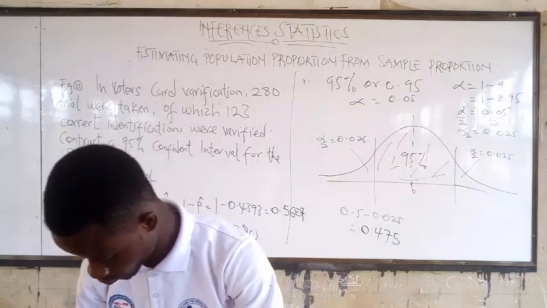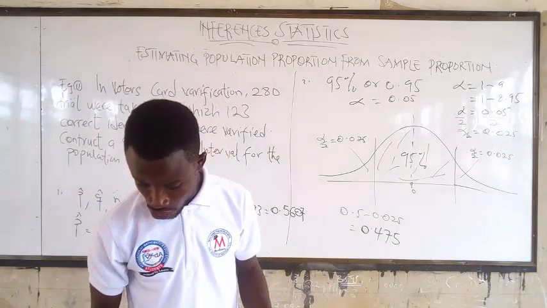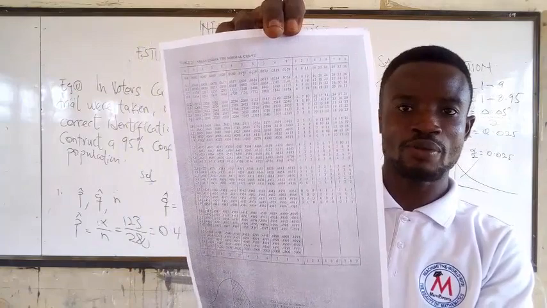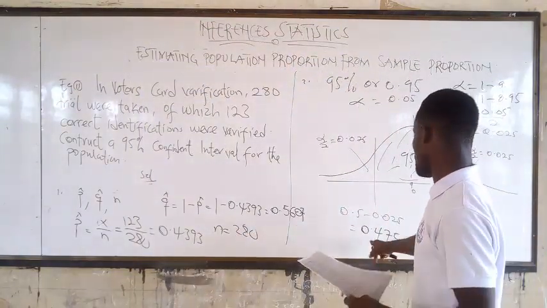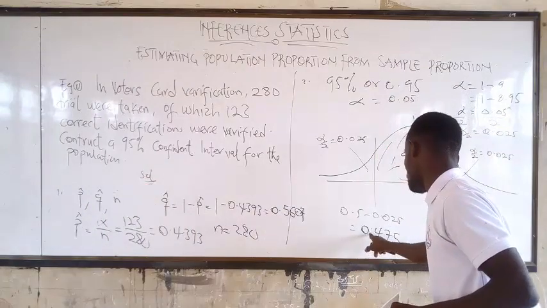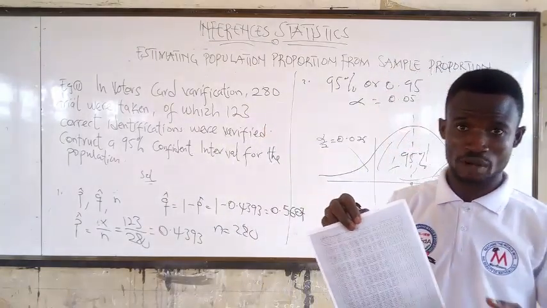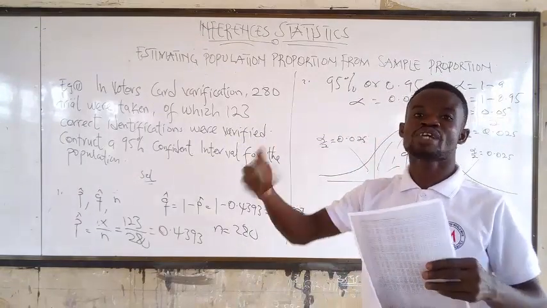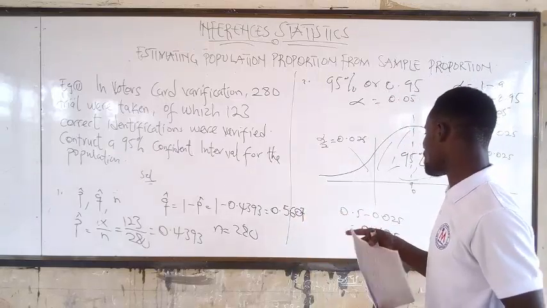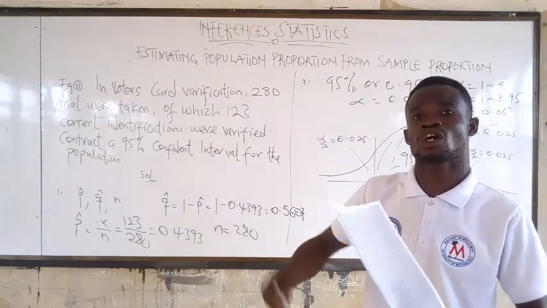So when you get this, you come back to your area under the normal curve table. When you come to your table, you are going to trace 0.475. Please listen well, because right after this question, I will be explaining how to read it again in the other ones coming. It can be that you will not get exactly 0.475, but you can get what is close to that, but not what is above.